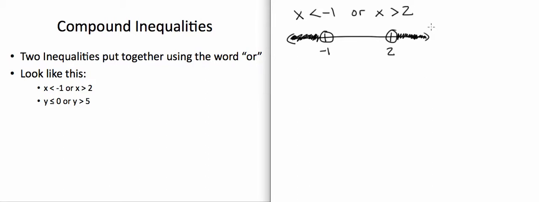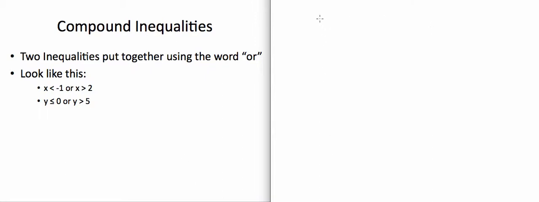If you notice the difference between and or, ands overlapped as far as the shading goes, ors have no overlapping at all. It has to be either less than -1, or it has to be greater than +2. It can't be in the middle. Okay, so we take a look at the other example.